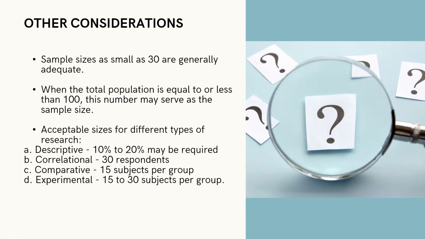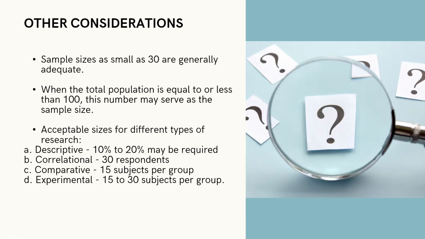Here, this is a widely cited rule of thumb. It is often tied to the central limit theorem, which states that the distribution of sample means will be approximately normal for a sample size of 30 or more. Another assumption is that when the total population is equal to or less than 100, this number may serve as the sample size. So this is accurate and generally recommended practice, especially when the population is small.